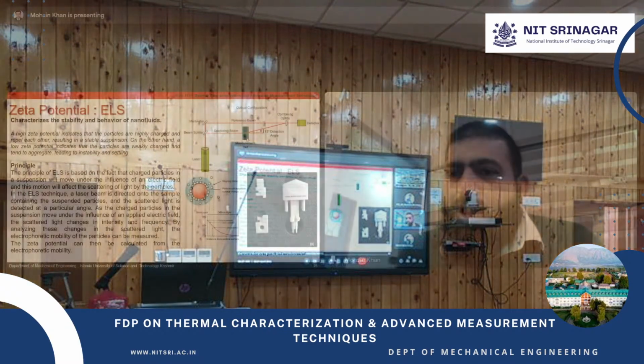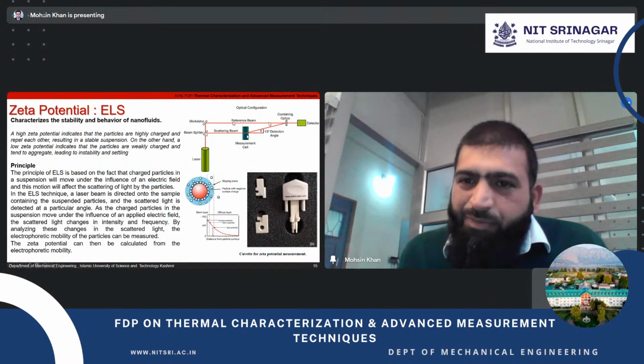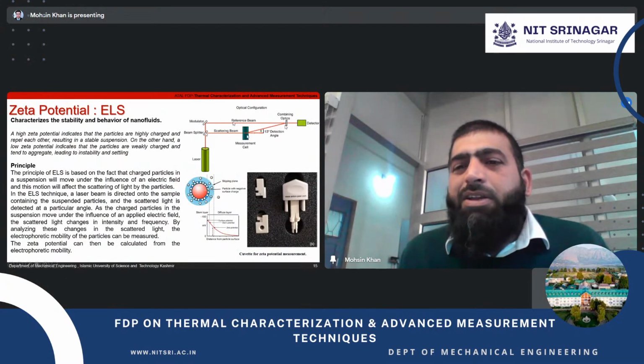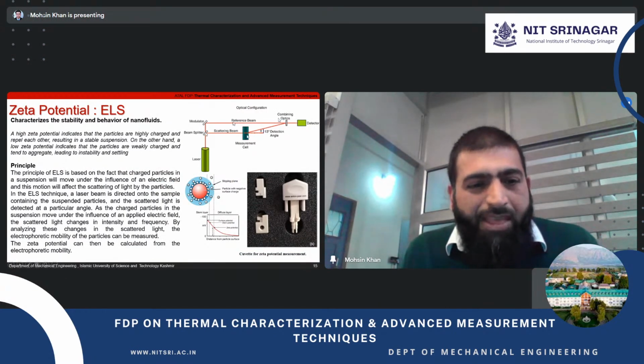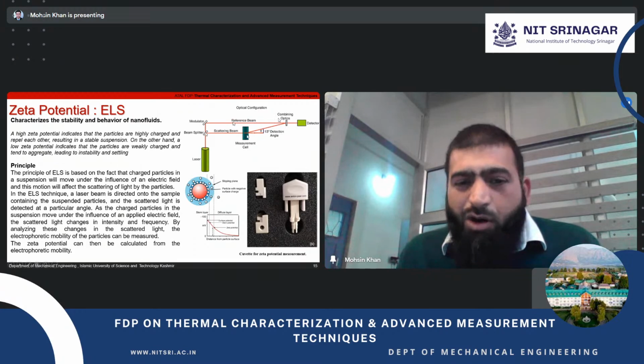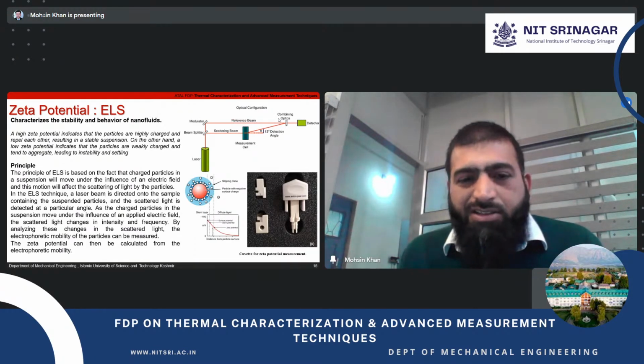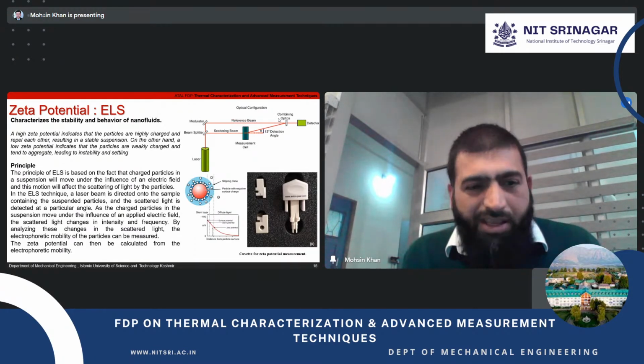Essentially, this contains our sample. A part of this is being reflected or scattered, and it is detected by a detector. In illustration, a laser beam is directed onto the sample containing the suspended particles, and the scattered light is detected at a particular angle.